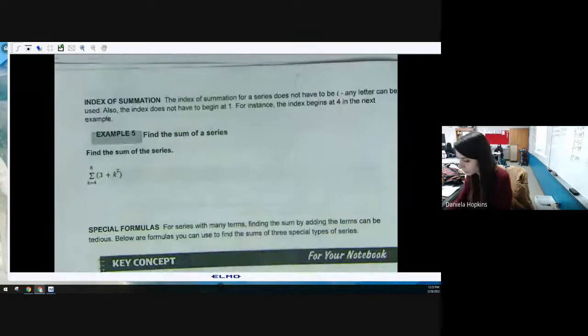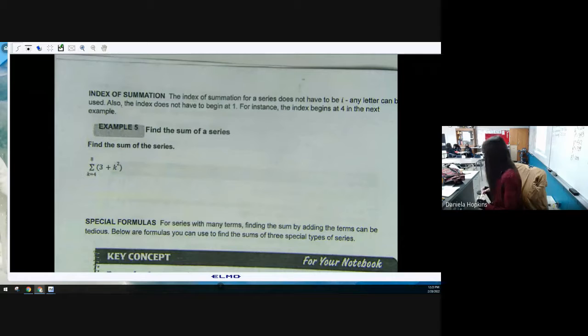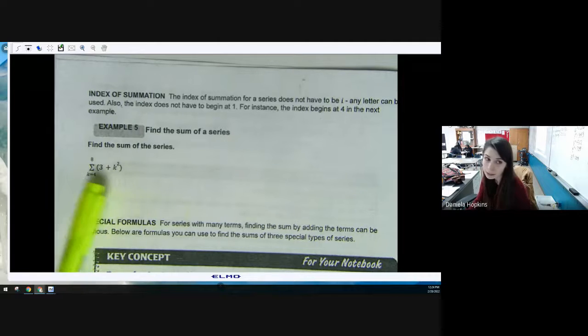So we kind of already talked about this because you keep telling me n, which is, for the record, fine. So this is the index of summation. The index of summation for a series does not have to be i. Any letter can be used. Also, the index does not have to begin at 1. So for instance, the index begins at 4 in this next example.